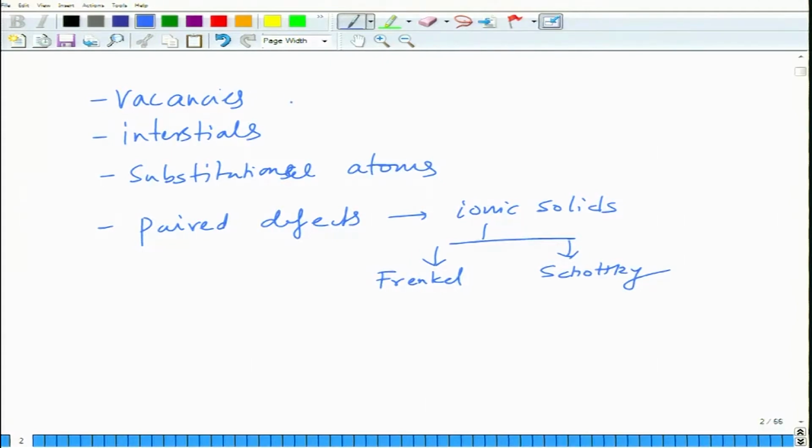Vacancies, for example, in metals, just the metal vacancy. In case of ionic solids, it could be a cation vacancy, it could be an anion vacancy. Interstitial could be cation interstitial or anion interstitial. Substitutional again could be cation or anion substitutional, depending upon what you put in the lattice.